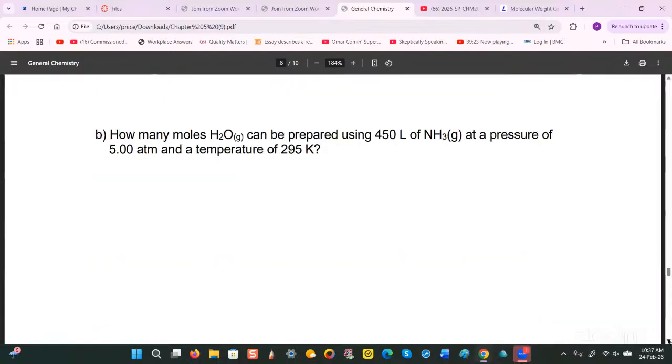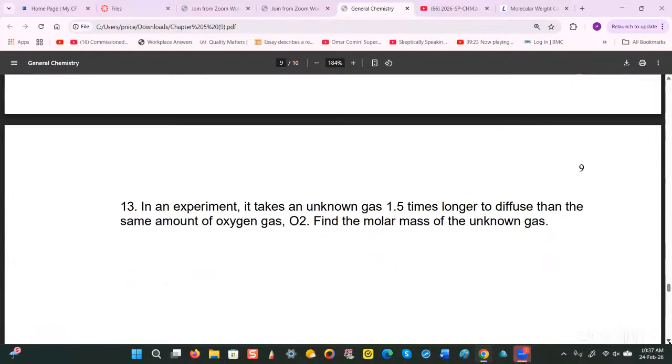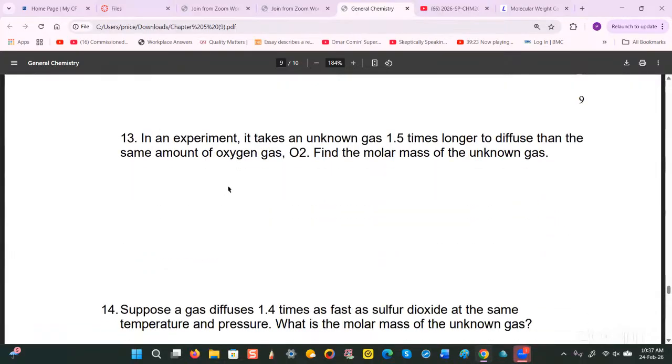Okay, I'm going to leave B for you to do, again, in the interest of time. But if you understood what I did in the A part, then you should be able to do the B part. Again, if you have any questions while doing it, please feel free to come or email me, whatever. All right, the next question has to do with another gas law, which is known as Graham's law of diffusion. All right, and there are several ways of expressing this law.